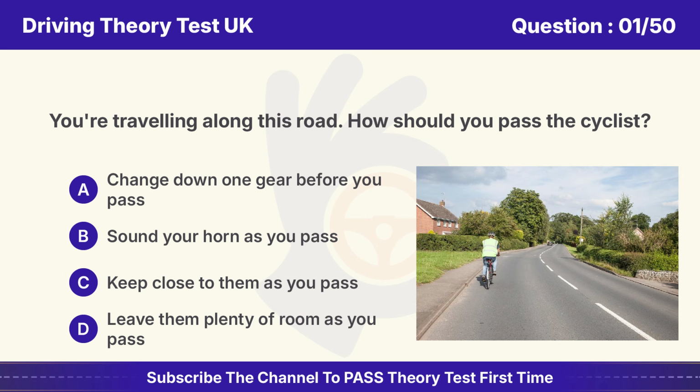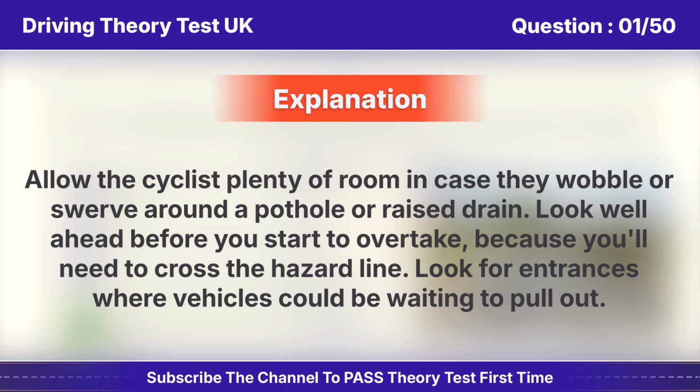Question 1. You're traveling along this road. How should you pass the cyclist? Answer is D. Leave them plenty of room as you pass. Allow the cyclist plenty of room in case they wobble or swerve around a pothole or raised drain. Look well ahead before you start to overtake, because you'll need to cross the hazard line. Look for entrances where vehicles could be waiting to pull out.